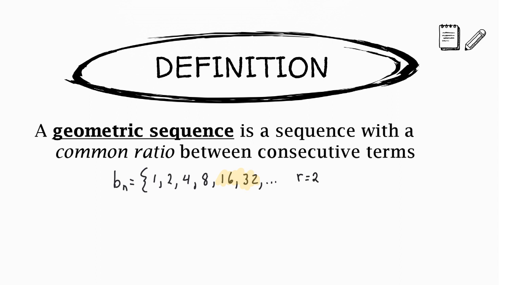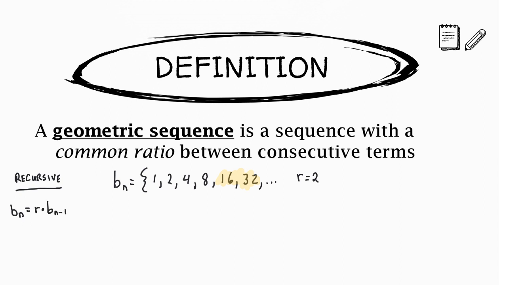And so, just like in the case with the arithmetic sequence, we can come up with explicit and recursive formulas to describe geometric sequences. Starting with recursive, remember that a recursive formula is one that is defined based off of the previous terms. So in the case of a geometric sequence, we would say that b sub n is equal to r, this common ratio, this common multiplier, multiplied by b sub n minus 1.